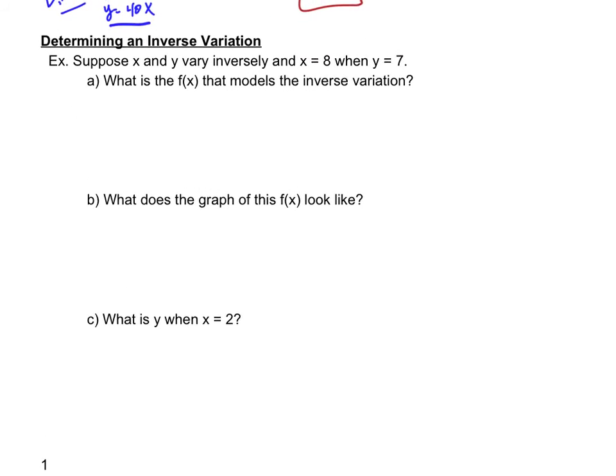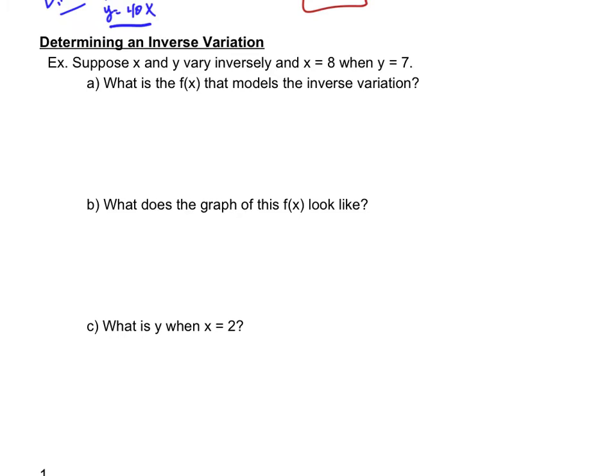Determining an inverse variation. Well, let's look at what it's given us. We know that inverse variation can be written x times y equals k, and suppose that x and y vary inversely, and x is 8, so let's just substitute in x for 8. Y is going to be 7, and that is going to make k equal to 56.